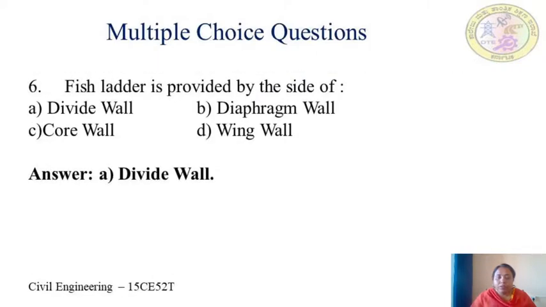Next, coming to the 6th question, that is the last question. Fish ladder is provided by the side of, the options given here are A, divide wall, B, diaphragm wall, C, core wall, D, wing wall. Yes, as you already seen in the layout sketches, fish ladder is generally provided by the side of divide wall. Hence, the answer is A, that is divide wall.